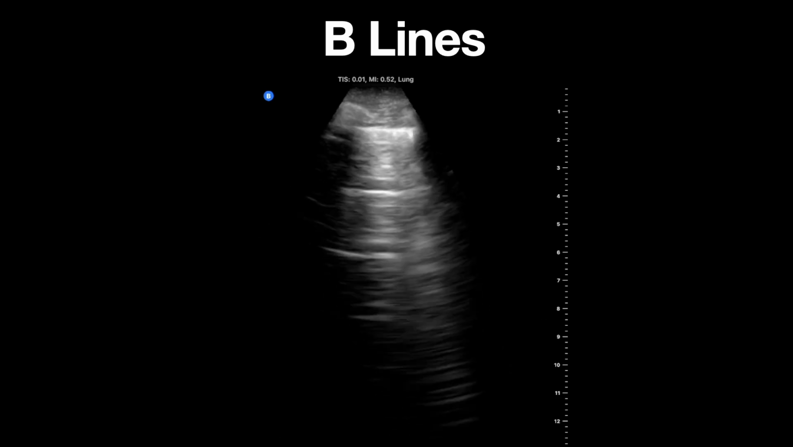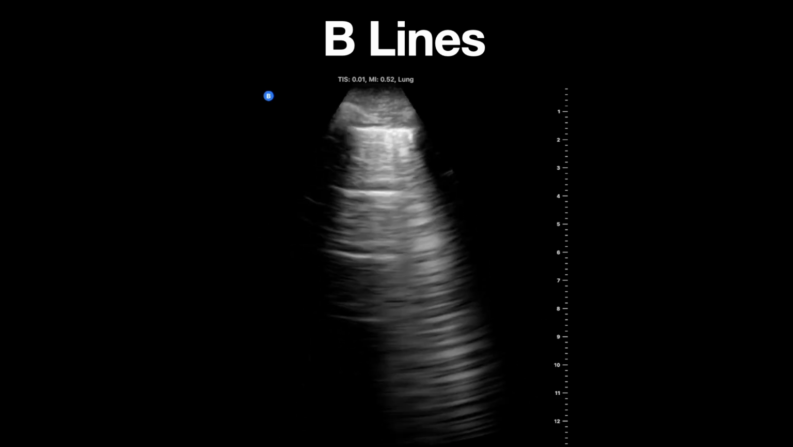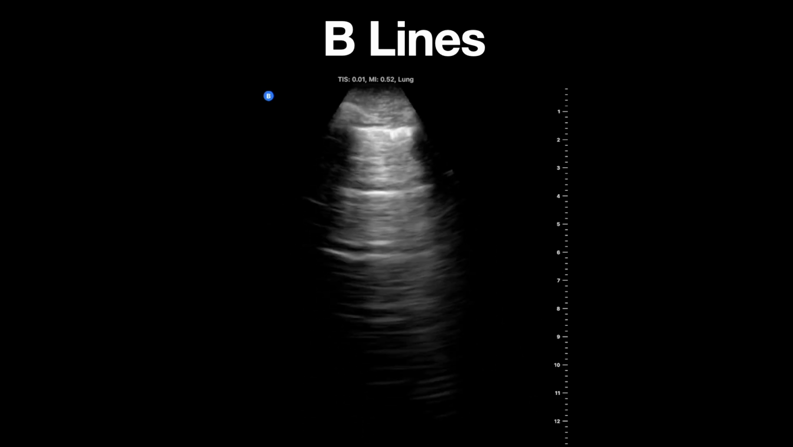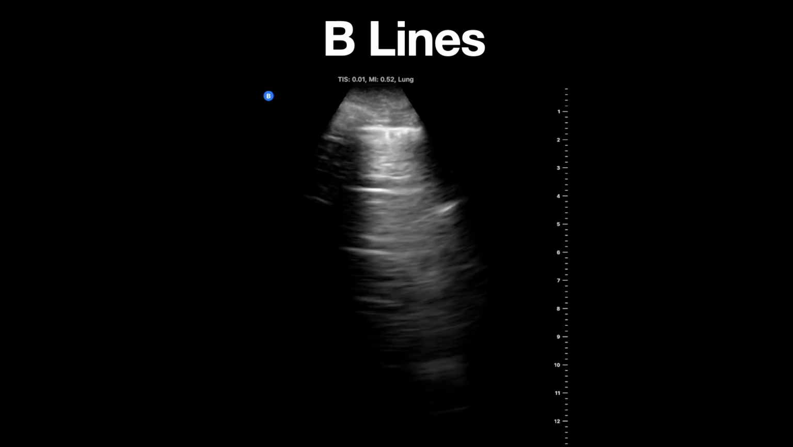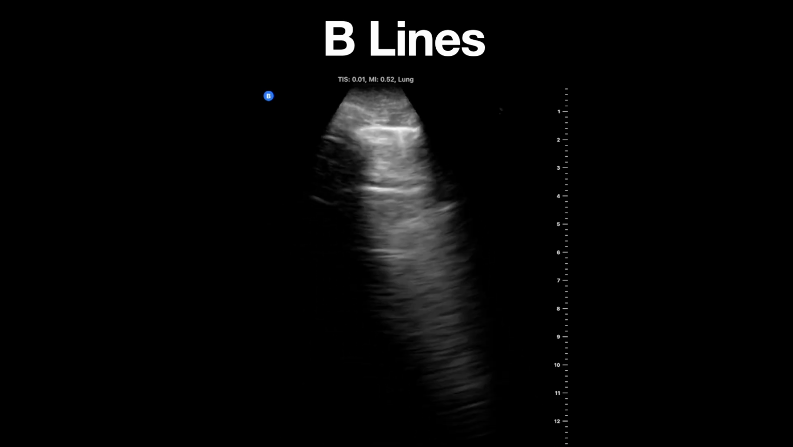This is a lung ultrasound. This lung ultrasound has been obtained with a butterfly machine in lung mode. This ultrasound contains B lines. We're going to talk about the ultrasound.